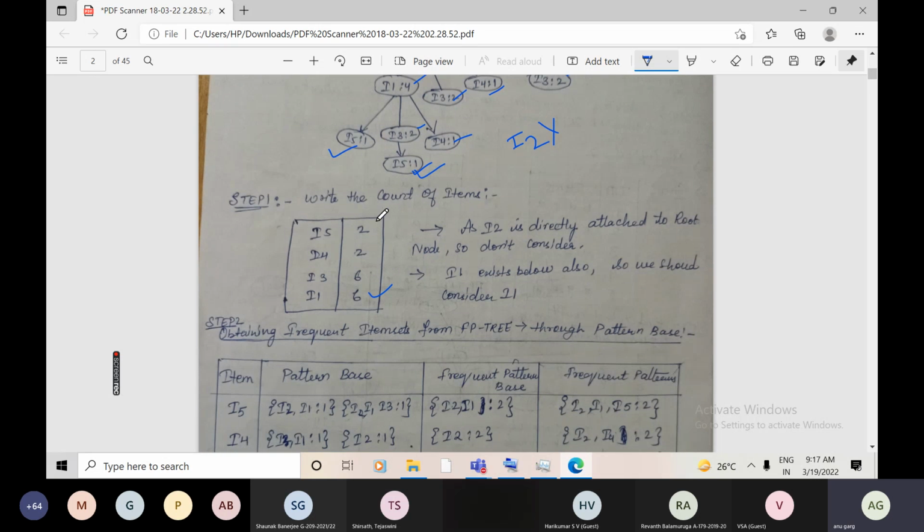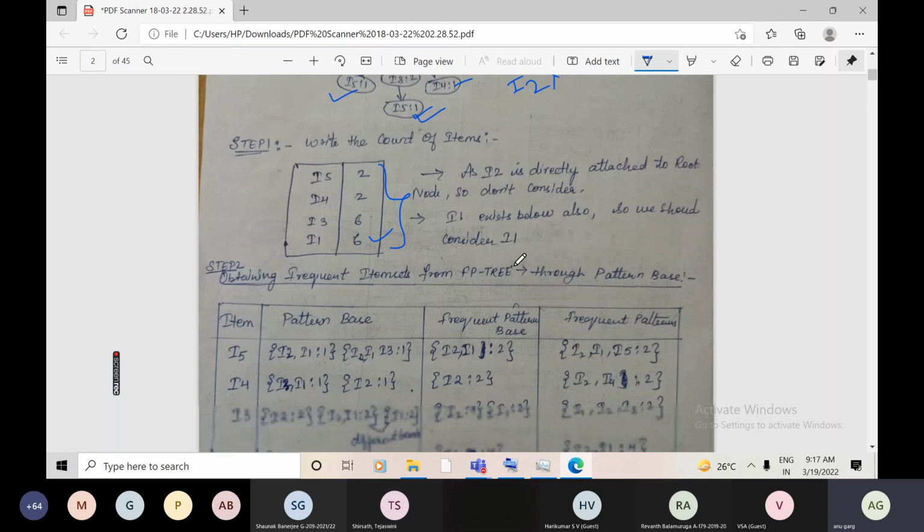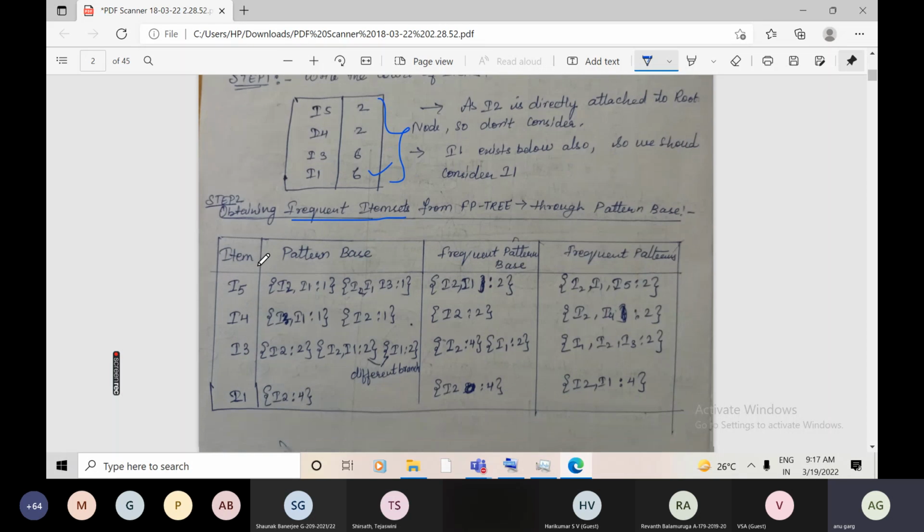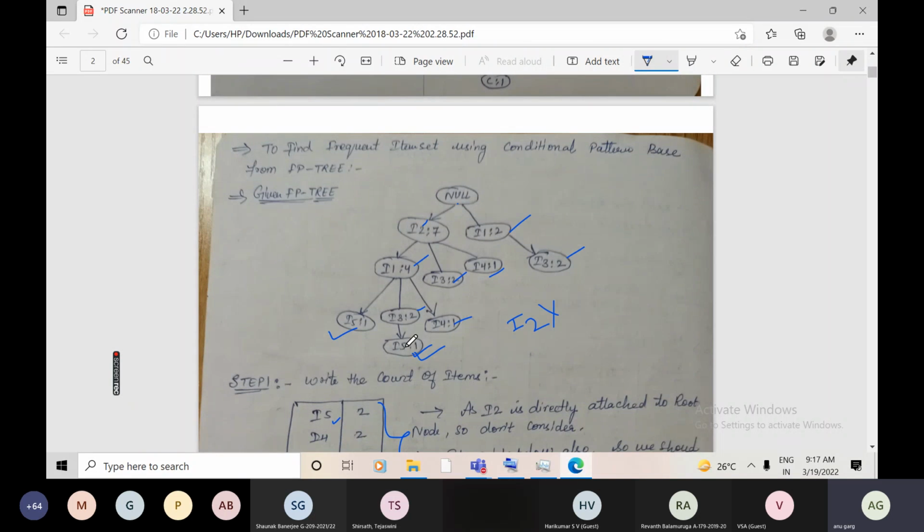So now we have got these items. Now we will start finding out the frequent item sets. So first start with I5. If you see I5 in your FP tree, what are all the branches that I5 is connected with? This is one branch, right? What is there in this branch? I3, I1, I2. What other branch is I5 connected with? This one: I1, I2. So I1, I2 and I2, I1, I3.